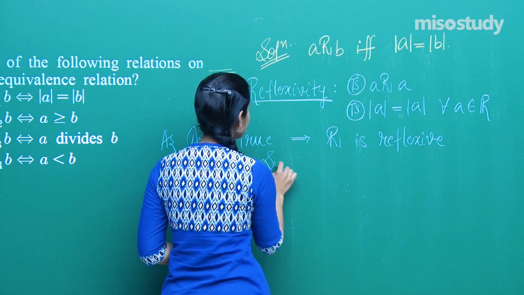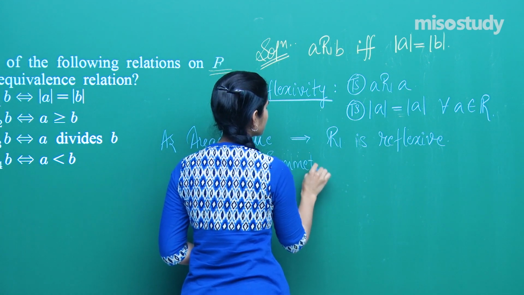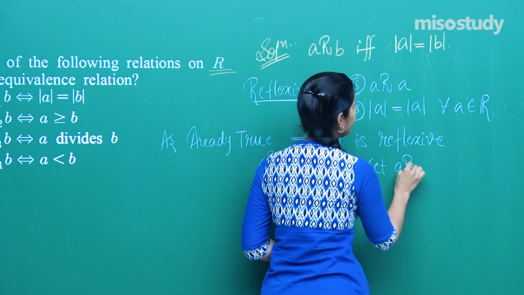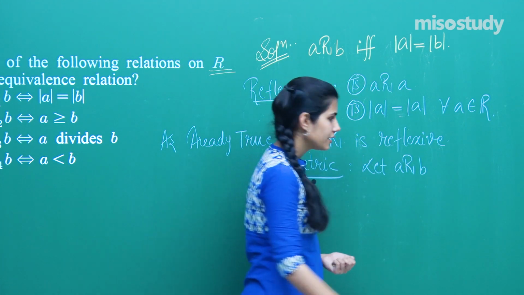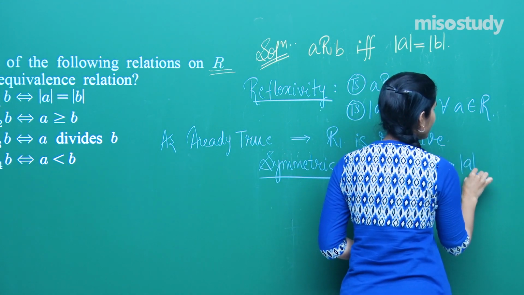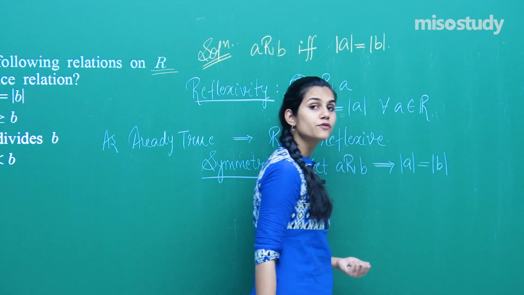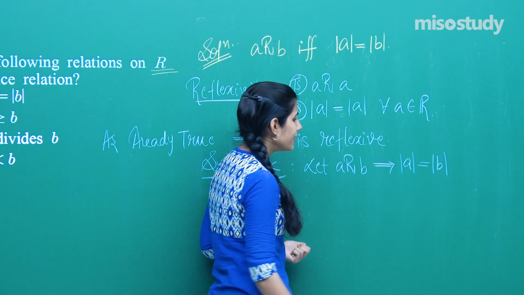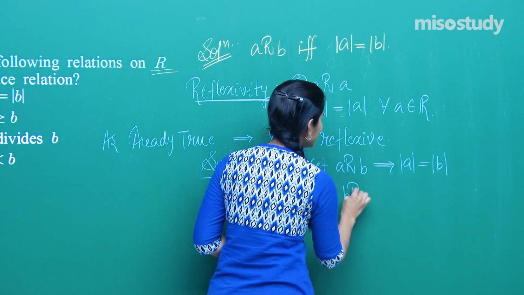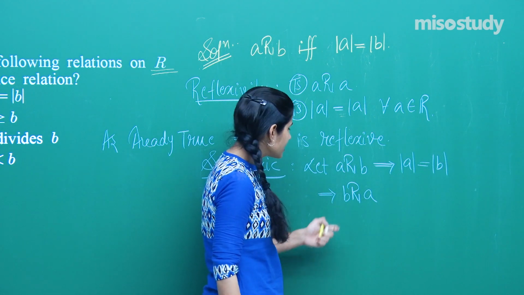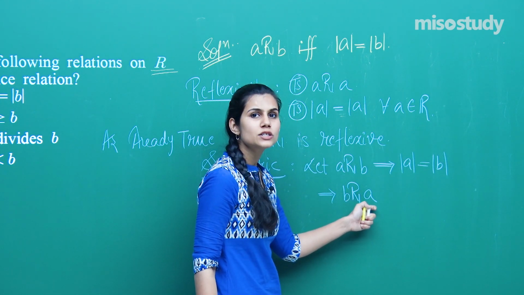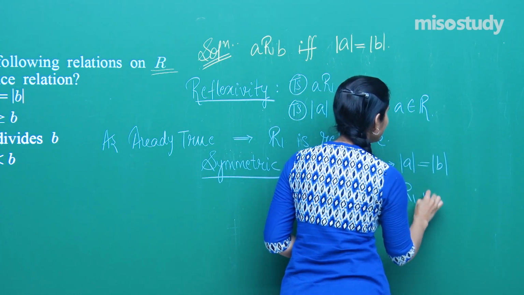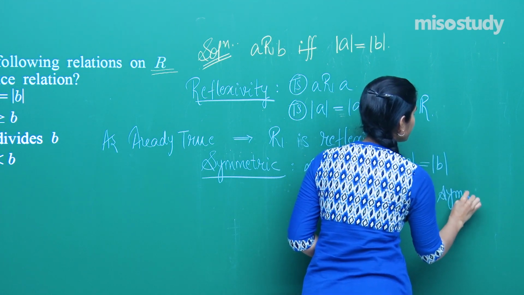Talking about symmetricity, I am saying let A be related to B under the relation R1. This means distance of A from 0 is equal to distance of B from 0. Obviously, this relation can also be read as B is related to A, because distance of B from 0 is obviously equal to distance of A from 0 if you read it in any way. And therefore, R1 is symmetric.